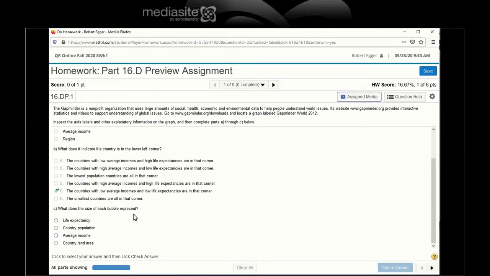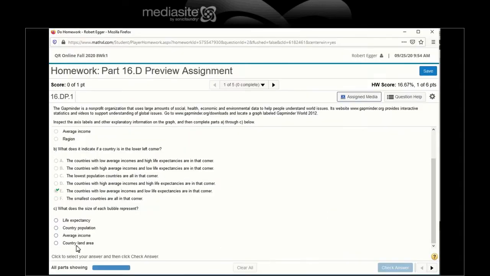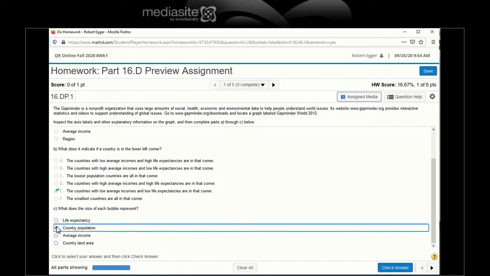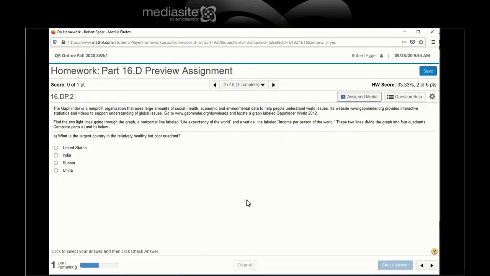And what does the size of each bubble represent? Population size. So there is multiple information on that same graph.